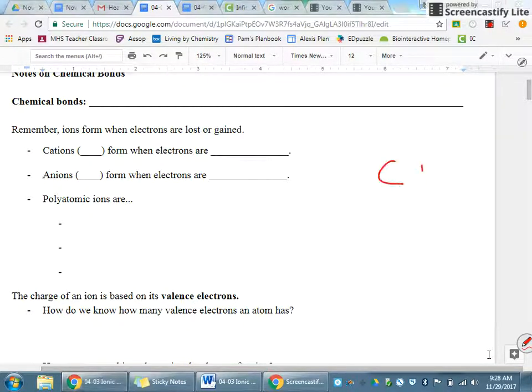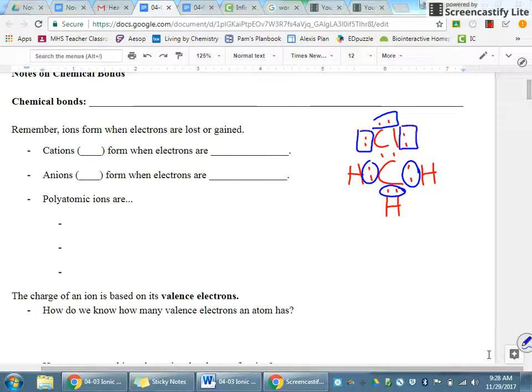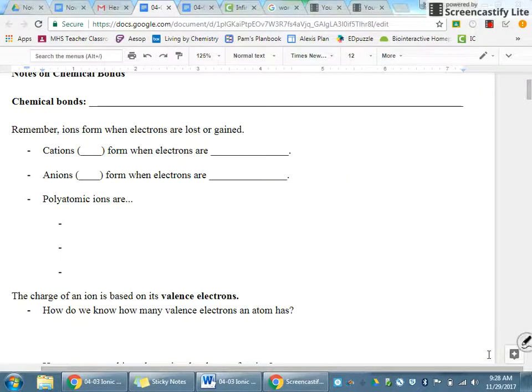So if we look at, for instance, this example of a Lewis dot structure, the electrons that are sandwiched between these atoms are called bonding electrons. And anything that's not sandwiched between atoms is called non-bonding electrons. So today we're focusing on the bonding electrons, and those are what form chemical bonds.